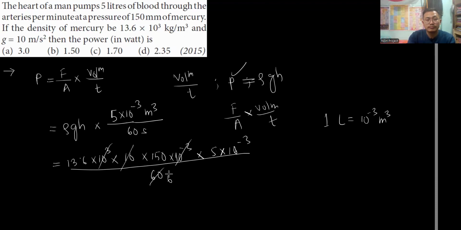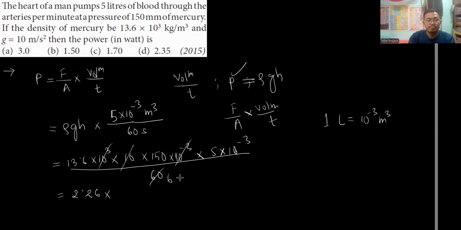Now the pressure is rho g h, force by area. So 6 into 13.6 is about 2.26 after dividing by 6 and simplifying.